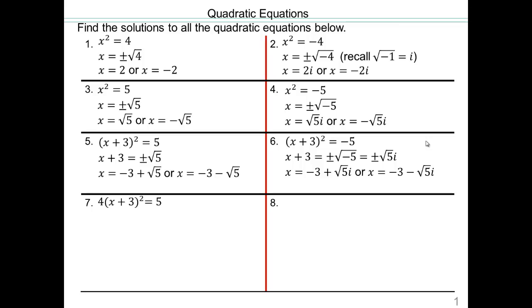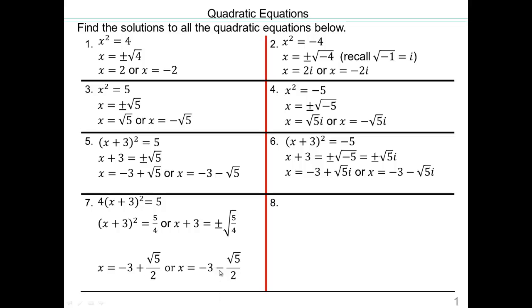All right, how about this? 4 times x plus 3 squared equals 5. Divide both sides by 4. And so x plus 3 would equal plus or minus square root of this number, 5/4, which is square root 5 over square root 4, which will give you square root 5 over 2. And to get rid of the plus 3, you'll have to subtract 3. So negative 3 plus square root 5 over 2, negative 3 minus square root 5 over 2.